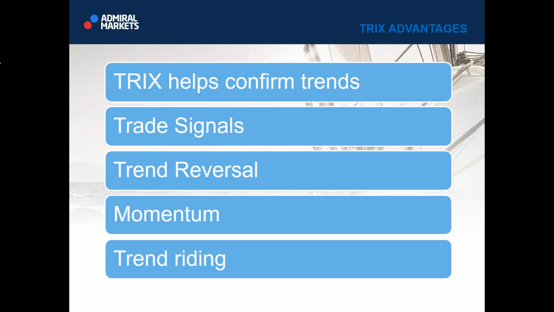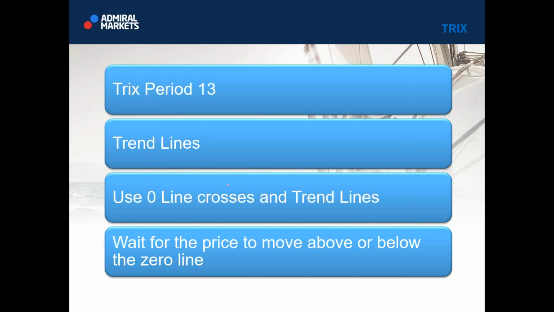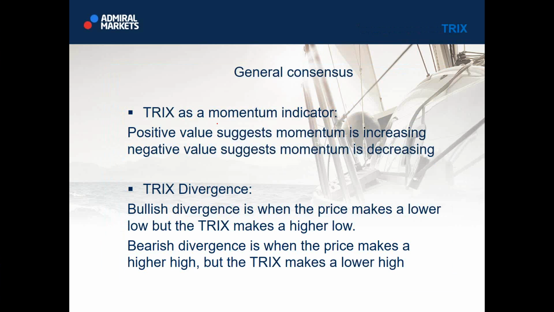I personally used 13 period TRIX, trend lines, and zero line crosses, while waiting for the price to move above or below the zero line. So once more, TRIX is a momentum indicator. While above the zero line it is positive, while below the zero line it is negative.